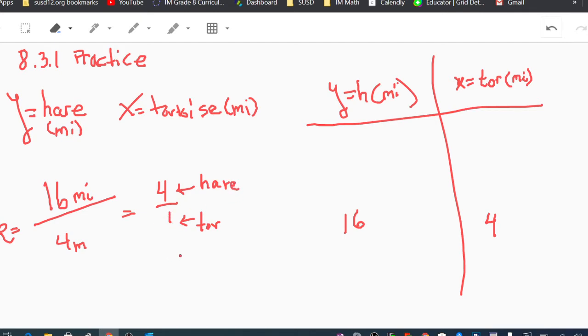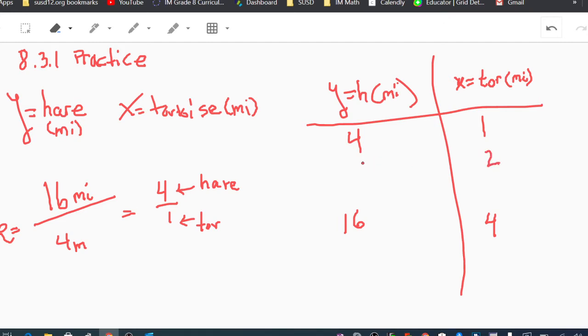Now, let's say that the tortoise ran only 1 mile. So I'm going to put 1 for x. The tortoise has run only 1 mile. How many miles has the hare run? The hare has run 4 miles. Let's say the tortoise ran 2 miles.